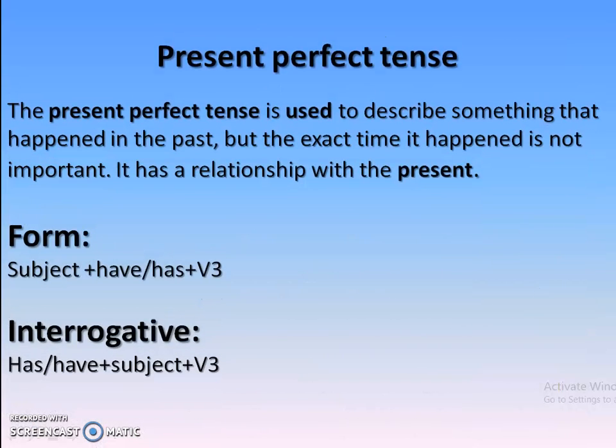Present perfect tense. The present perfect tense is used to describe something that happened in the past, but the exact time it happened is not important. It has a relationship with the present. Form: subject plus have or has plus V3 form of verb. And in the interrogative sentence, it is has or have plus subject plus V3 form of verb.